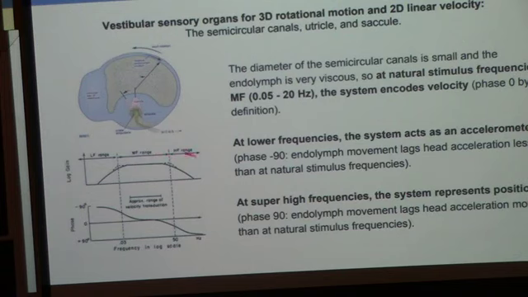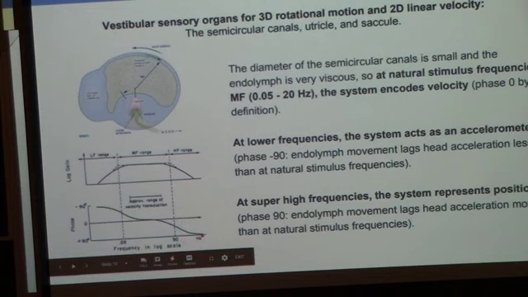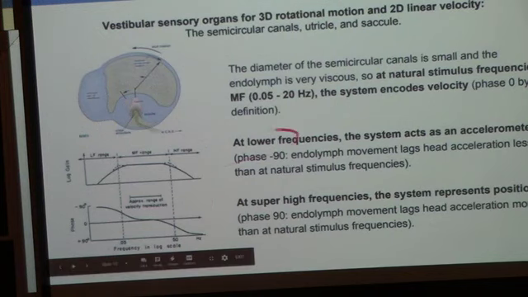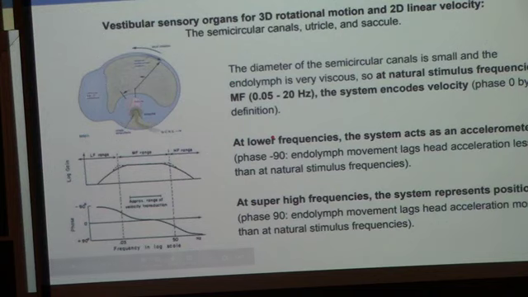If you were going at super high frequencies, so high frequency range, that's phase 90, you encode actual position. And the reason that makes sense is because if you were going very fast, your endolymph essentially has had no time to catch up with the movement of the semicircular canal. So you're able to detect exactly what position you moved to, the new position of the head, because your endolymph stayed stationary. As opposed to that, if you were moving at a very low frequency, your endolymph might be able to catch up with the movement of your semicircular canal.